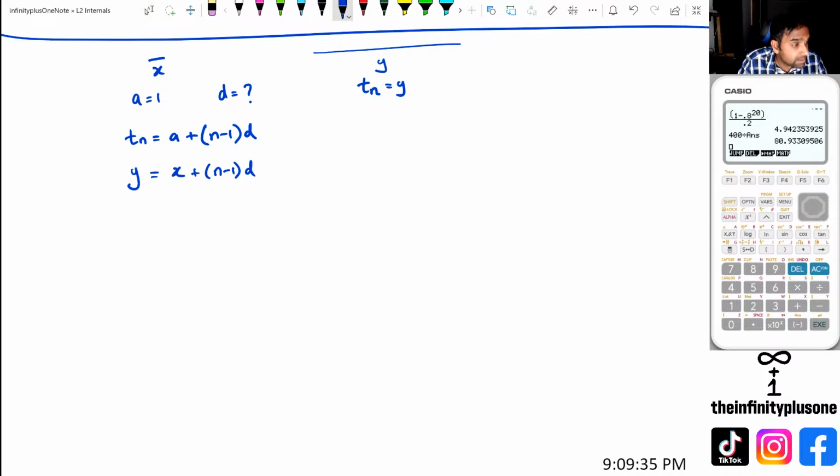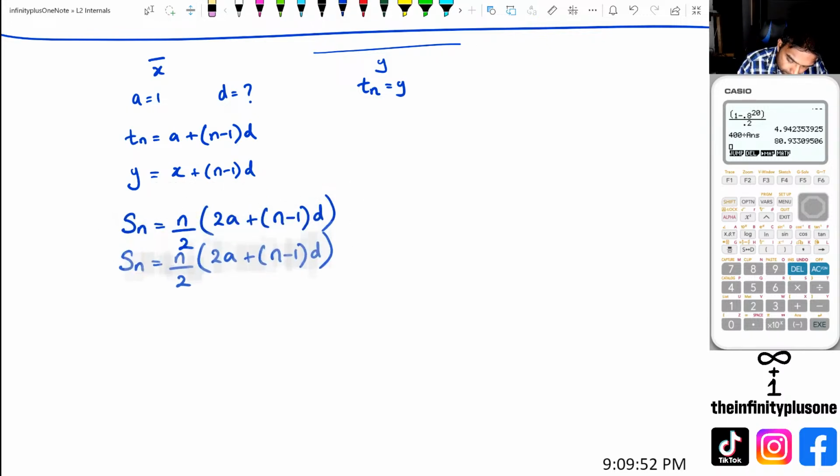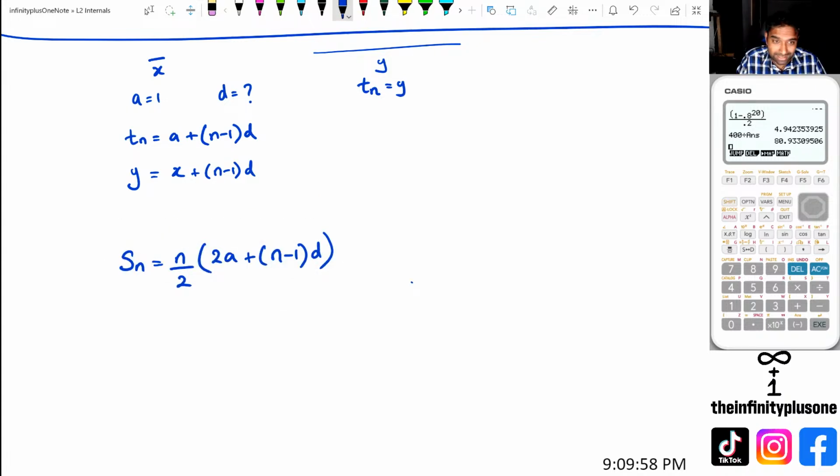So if we take the sum equation, the sum of an arithmetic sequence is n over 2 times (2a plus (n minus 1)d). Now, what do we have? We've got X. There's no way to put Y in there, but they want the answer in X and Y. So if you go back and have a look at that first equation, you should see that there's an (n minus 1)d here. There's also an (n minus 1)d here.